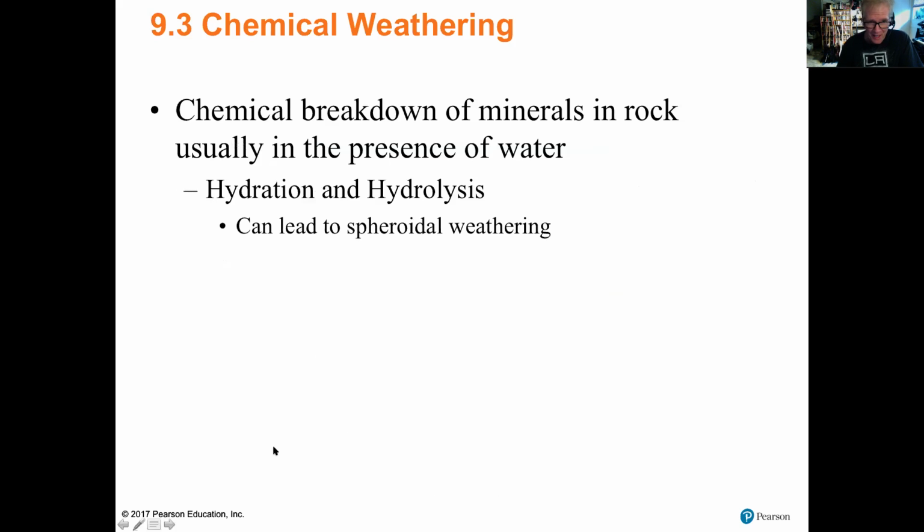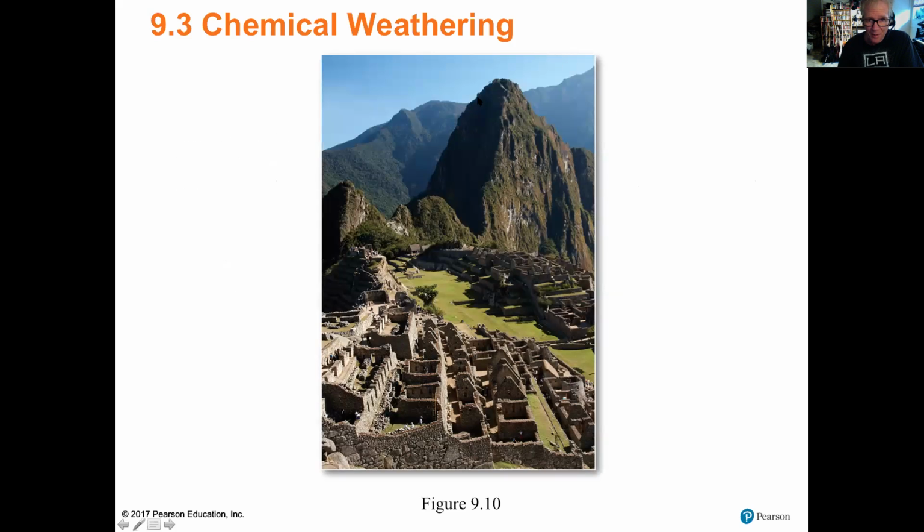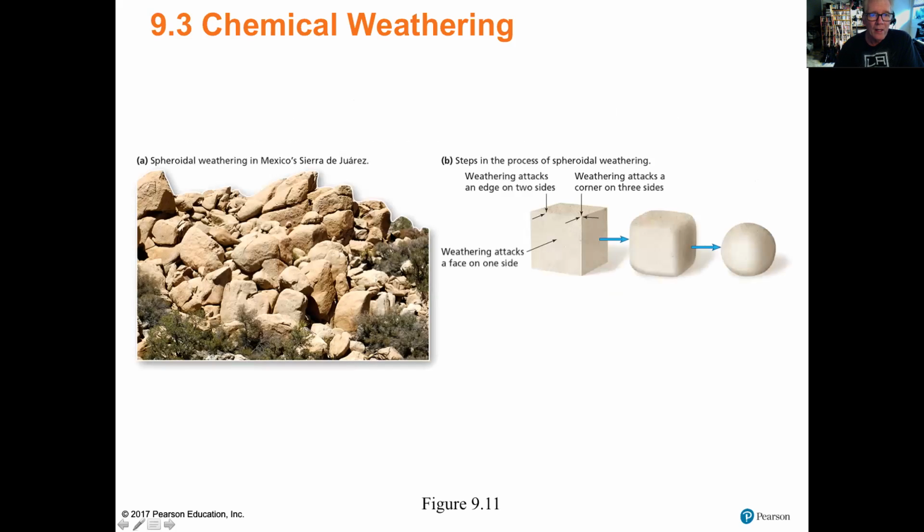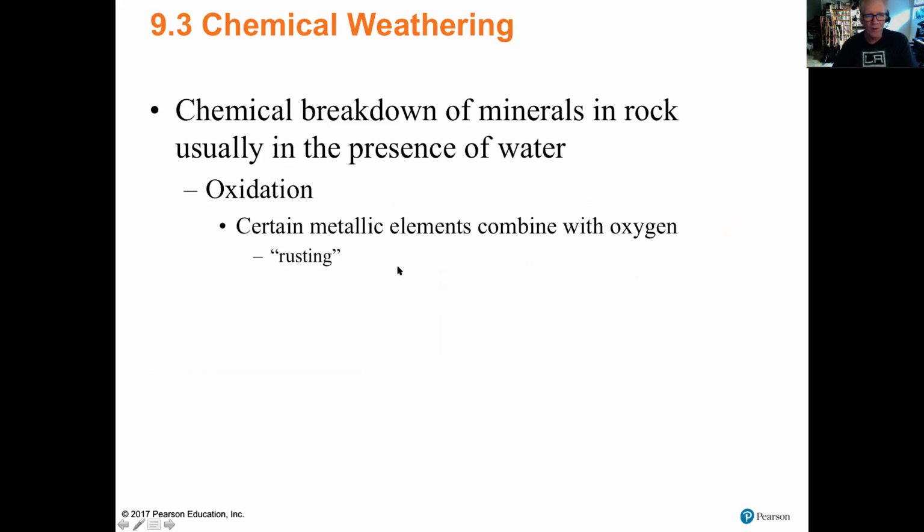And we get this kind of spheroidal weathering, hydration and hydrolysis. So you can kind of see that spheroidal type of weathering through there. Okay, so the weathering attacks, in this case, here's a cube of rock, if you will, and eventually the moisture starts wearing down the sides of the cube, and eventually it'll go from a regular looking cube down to the sphere. Again, due to the presence of water.